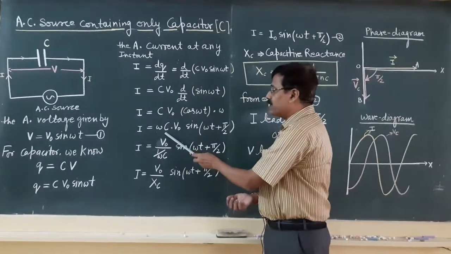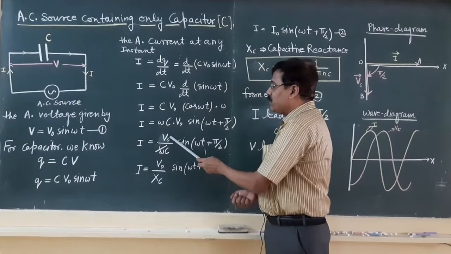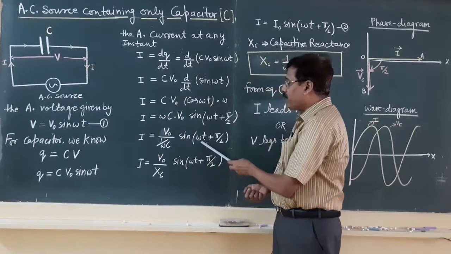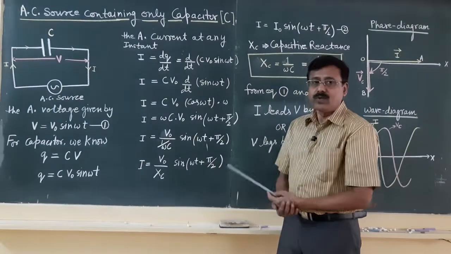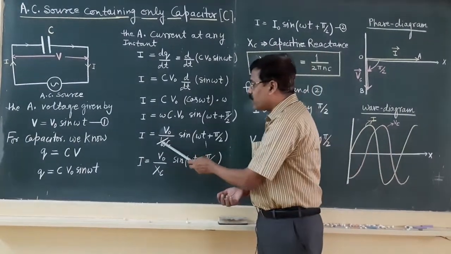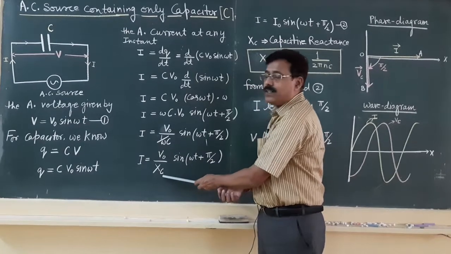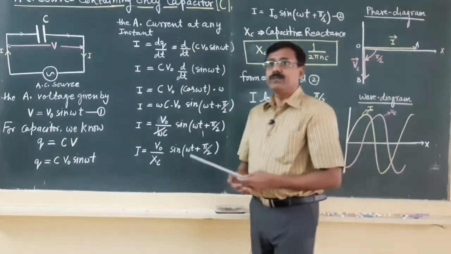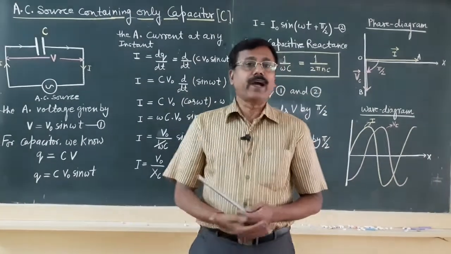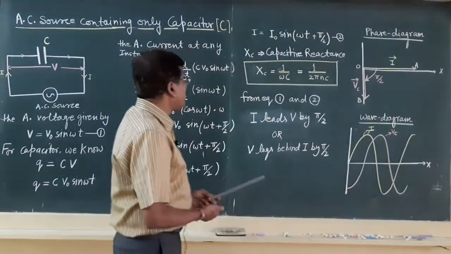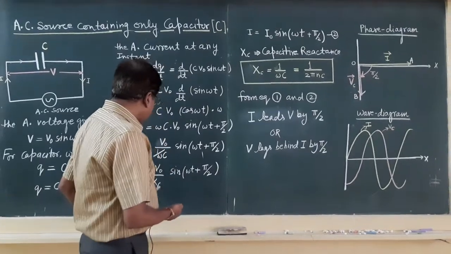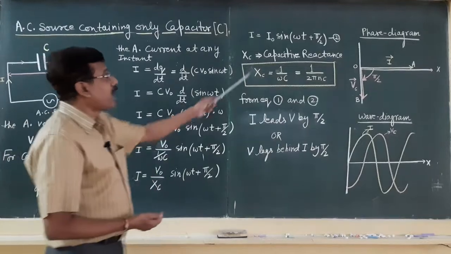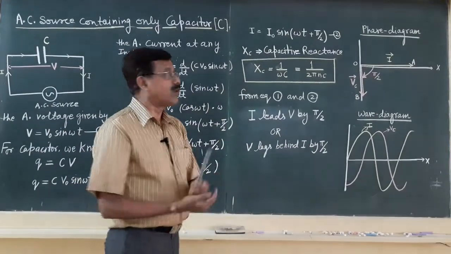Now, this omega C V0 can be written as V0 by 1 by omega C, sin omega t plus pi by 2. So, we will replace 1 by omega C by Xc. Xc is the capacitive reactance. Capacitive reactance means resistance offered by capacitance. So, when you put Xc, then V0 by Xc can be replaced by I0 using Ohm's law.